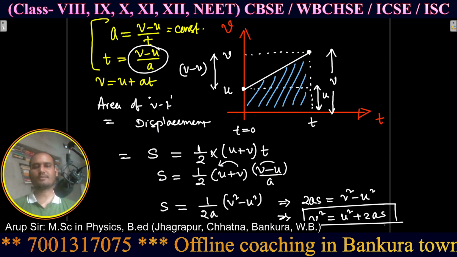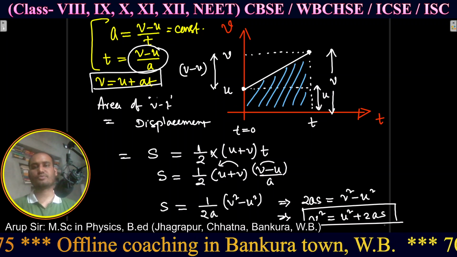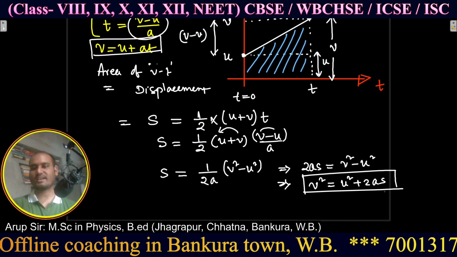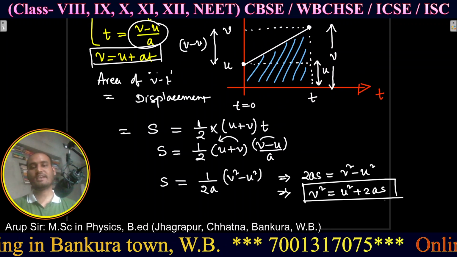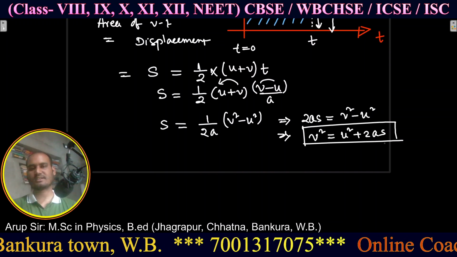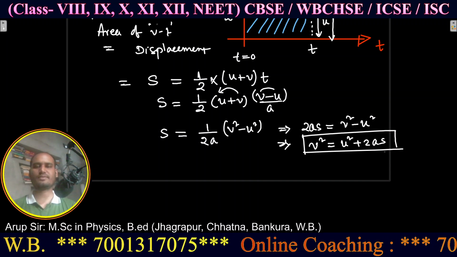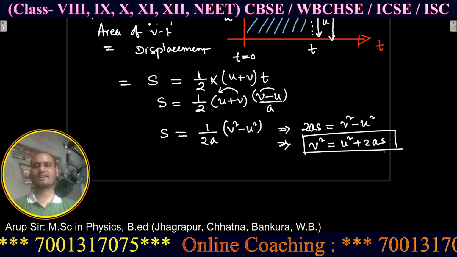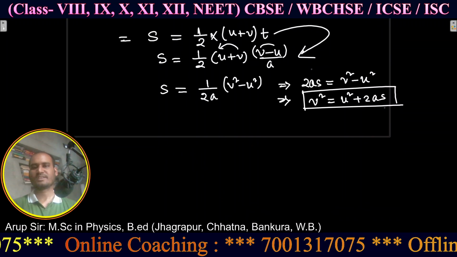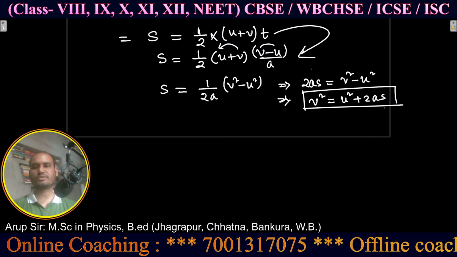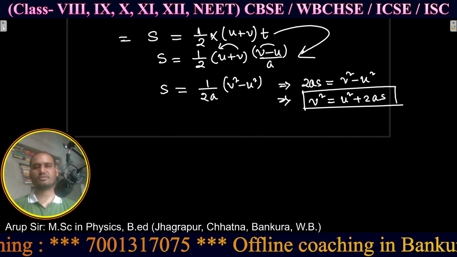First formula I have already said, this one is the first formula of equation of motion. This one is the second formula I am getting from this relation, from the area of this graph. I am just calculating the area of this graph and putting the values of different parameters. Like here I have put the value of t as v minus u by a. Similarly, if I want to put the value of v instead of t, then what will we get?